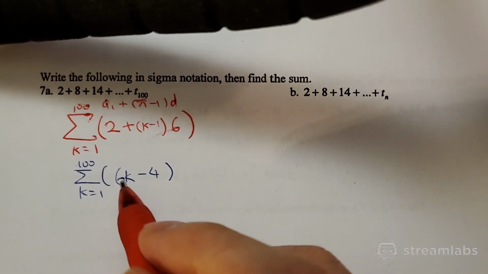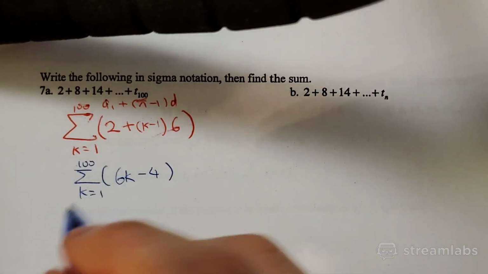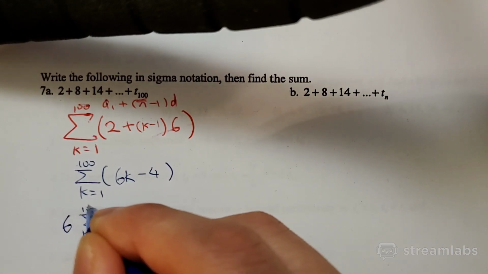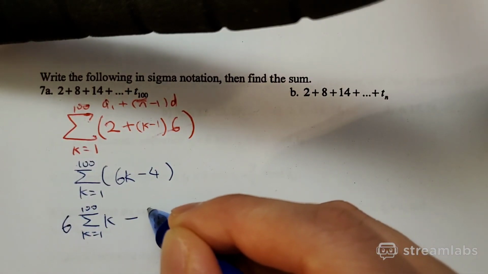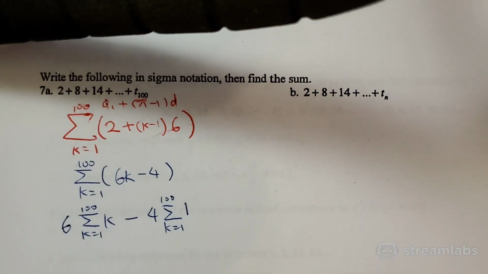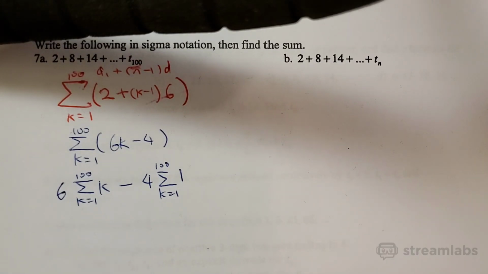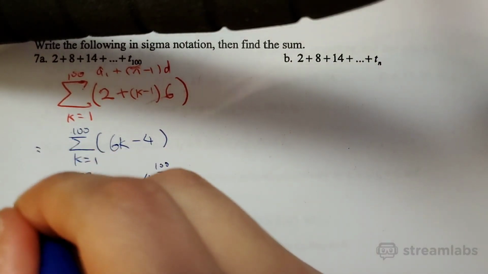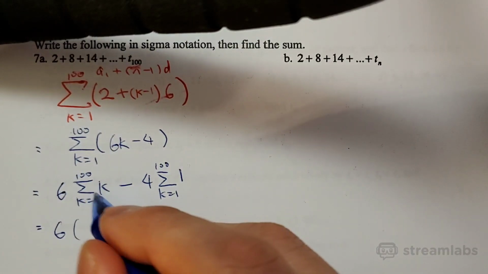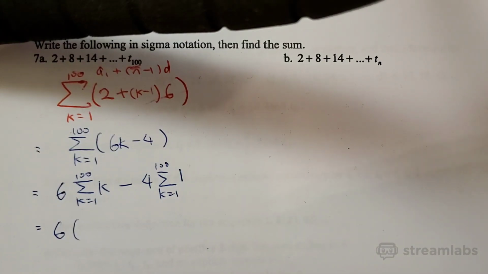Now I'm going to use the same way I was doing earlier. I'm going to break this into 6 times sigma k from 1 to 100 of k, minus 4 times sigma k from 1 to 100 of 1. Once I break this down, remember this k formula? Flip to the previous page if you forget.